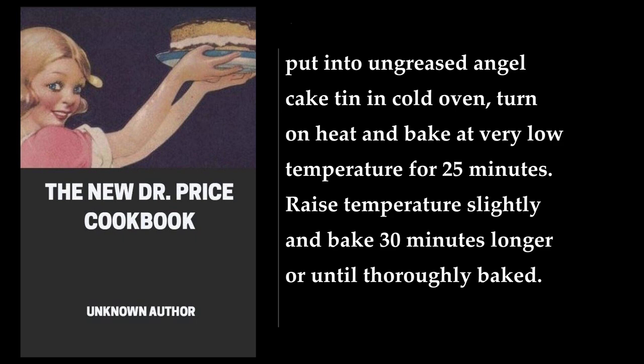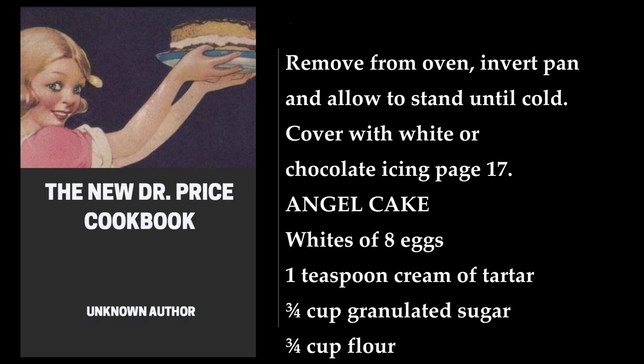Put into ungreased angel cake tin in cold oven, turn on heat and bake at very low temperature for 25 minutes. Raise temperature slightly and bake 30 minutes longer or until thoroughly baked. Remove from oven, invert pan and allow to stand until cold. Cover with white or chocolate icing.